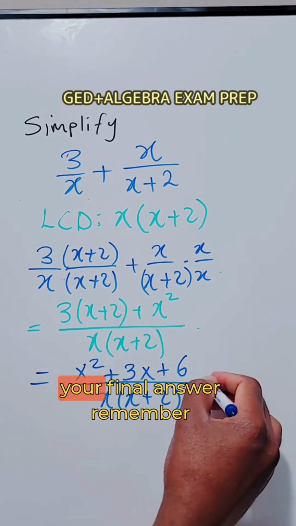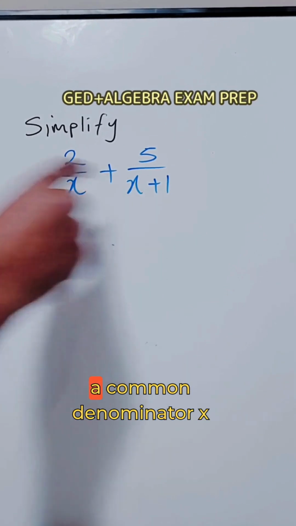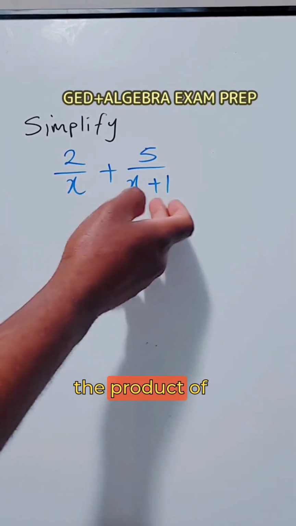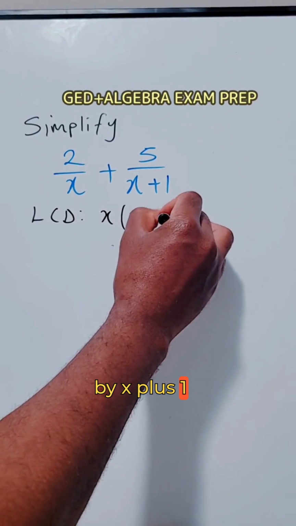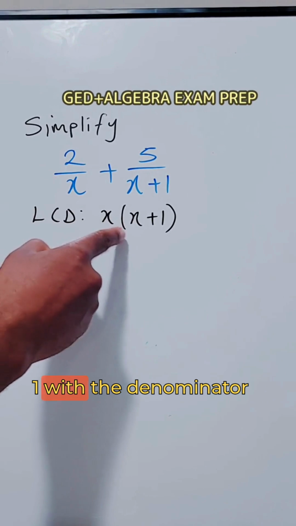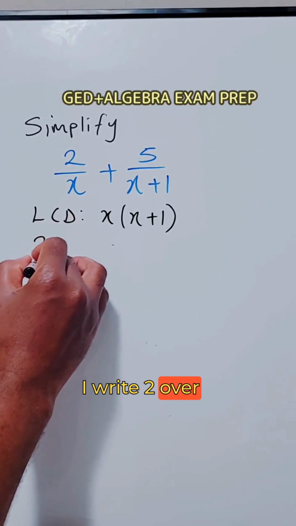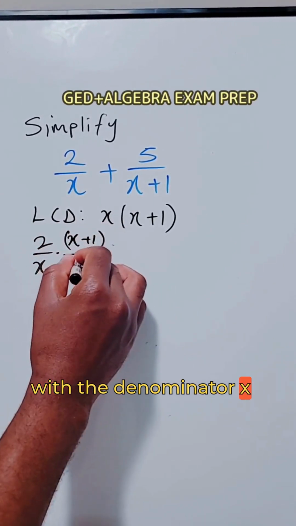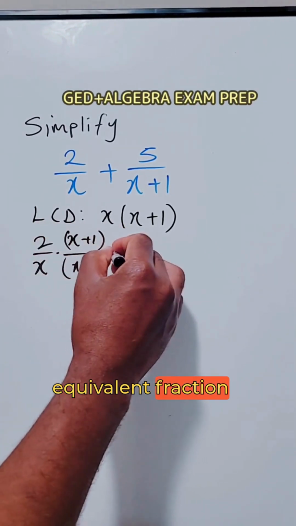Okay, so this should be your final answer. Remember, this one has a denominator x and the next one has a common denominator x plus 1. So the common denominator is the product of the two, right? So the common denominator is x multiplied by x plus 1. So I just write 2 over x as an equivalent fraction with the denominator x multiplied by x plus 1. Okay, so I write 2 over x, then I multiply the numerator by x plus 1. I do the same with the denominator x plus 1. I've not changed anything, I've just written an equivalent fraction.